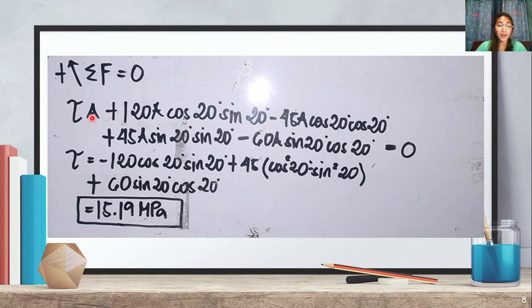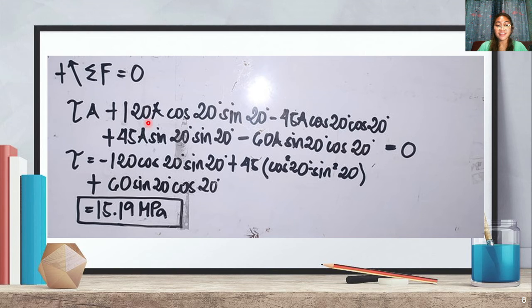So we have tau A plus 120A cosine of 20 sine of 20 degrees minus 45A cosine of 20 degrees cosine of 20 degrees plus 45A sine of 20 degrees sine of 20 degrees minus 60A sine of 20 degrees cosine of 20 degrees is equal to 0.